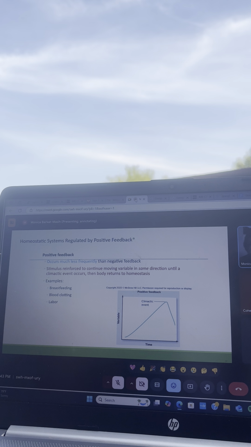Now, what is positive feedback? Childbirth. Okay, that's one example of positive feedback. Any other example? Related to childbirth? Breastfeeding. And then there's another one we talked about, blood clotting. So know the examples of each one.